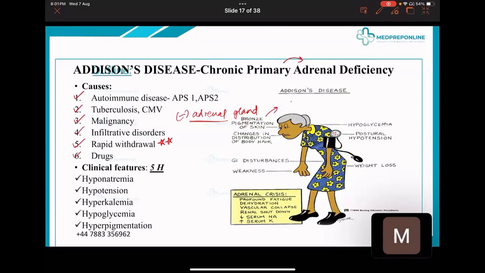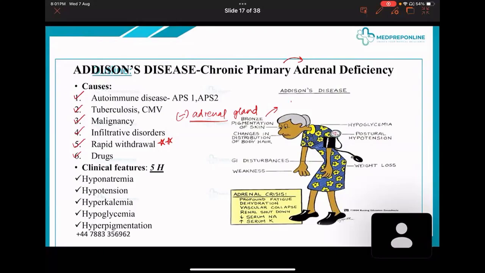Anyone? Due to accumulation of melanin? Yeah, but what is stimulating melanin? What's the basic defect in Addison's disease? We're talking about deficiency. What is deficiency? Thyroid hormone.